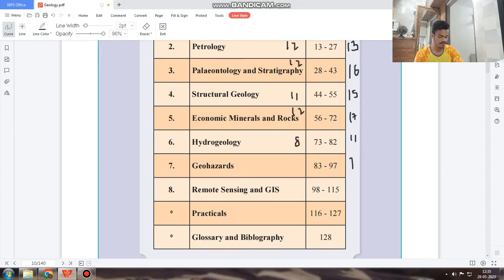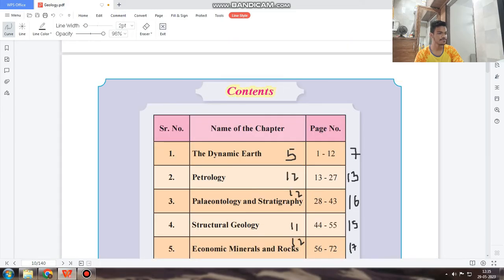Hydrogeology, with option 11 marks and without option 8. Geohazards, 7 marks and 6 marks. Remote sensing, 6 marks and without option 5 marks. Okay, so I will write over here. So this is with option.